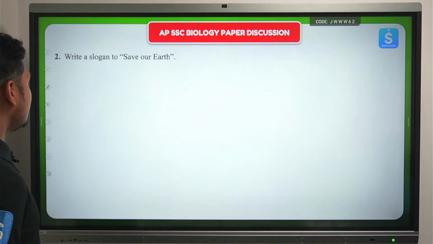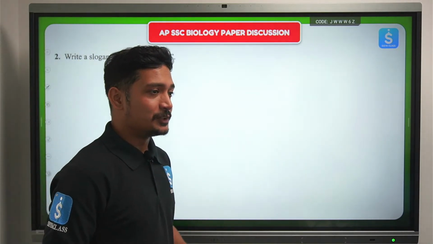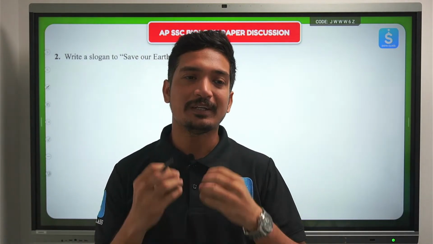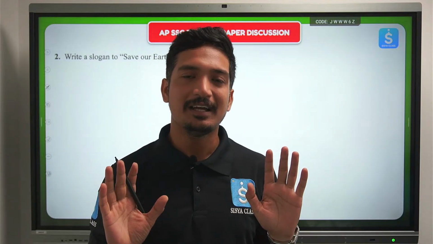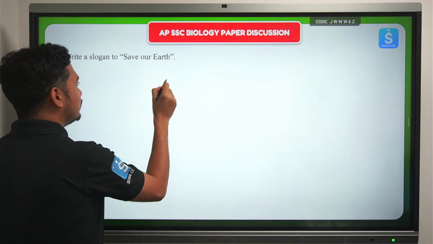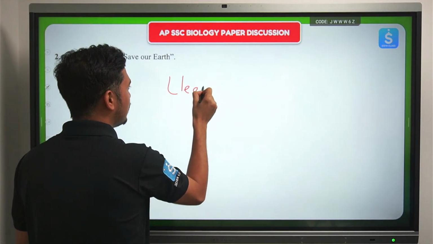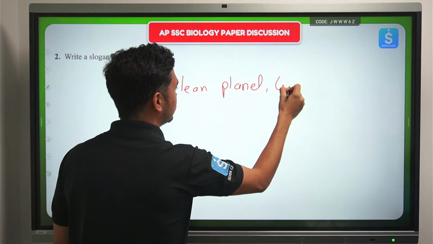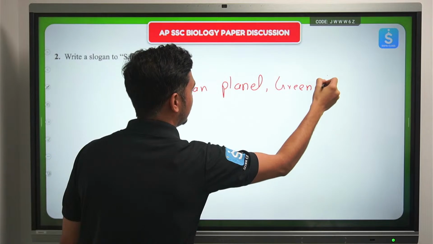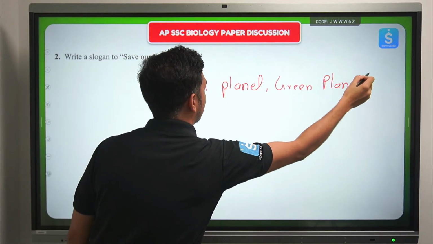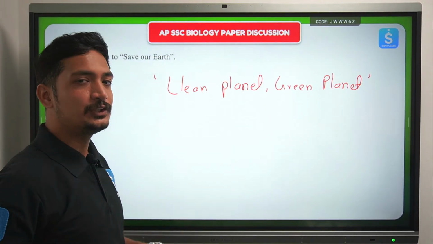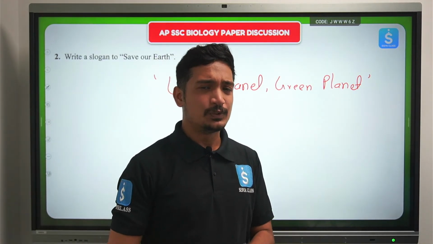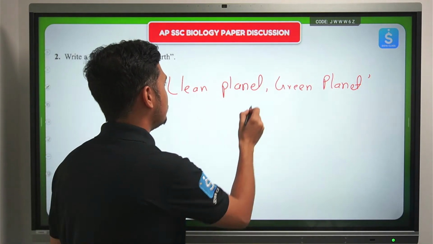Okay, now this is one of the easiest questions of this paper. Write a slogan on save our earth. Very simple, you can write anything over here, you can get marks, right? Fine, so we can write clean planet, comma, green planet, right? This can be one slogan, and you know there is no right or wrong answer over here. It should be a slogan which is relevant to the topic that is given to us. That's it, right? So I have written clean planet, green planet.